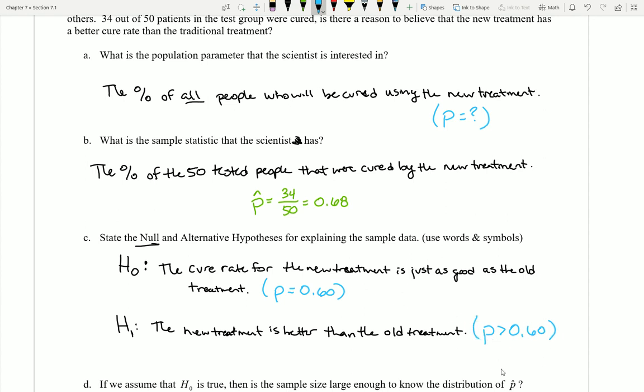Now, which one of these is right? We don't know. We have to make an educated guess. And I'm going to ask you to work through parts D through G on your own. You can check the solutions up in Blackboard. But this is going to be very, very similar to exactly what we did in number 1.